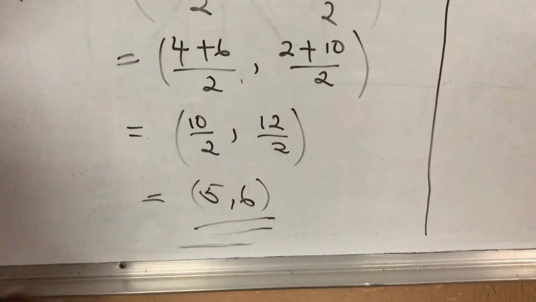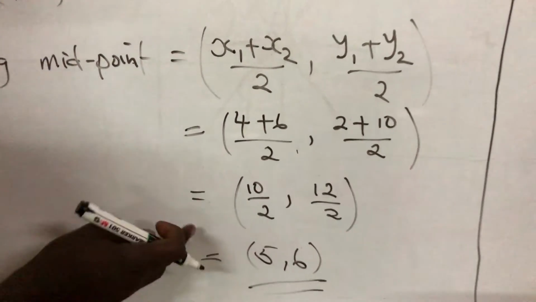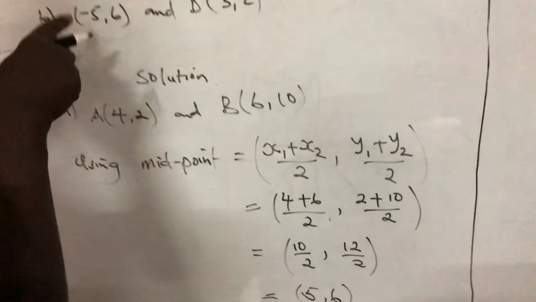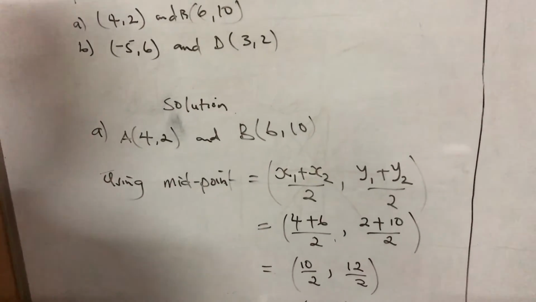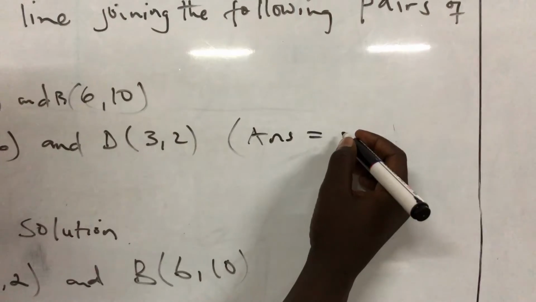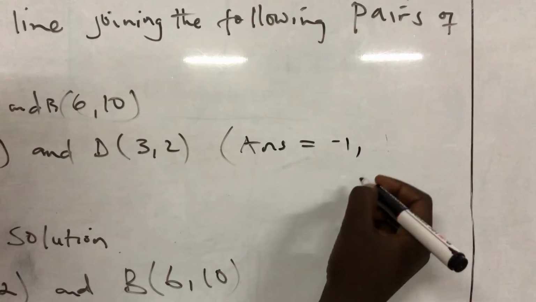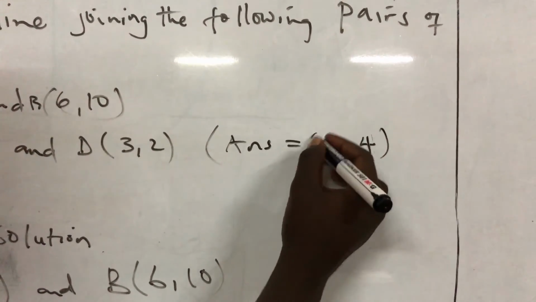That's our midpoint. Having seen how we worked this out, I'll not work out part B. Try it as your example, following how we have worked out part A. But the answer should be (-1, 4). This should be your answer.